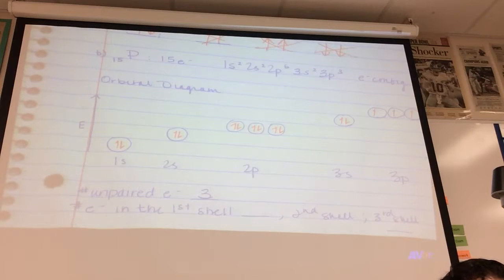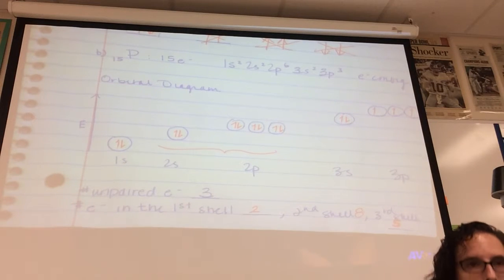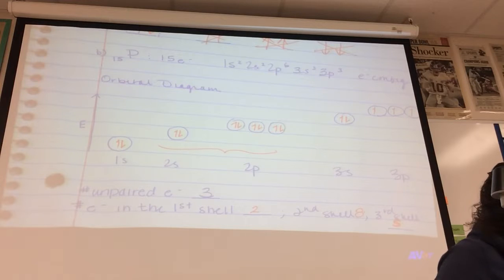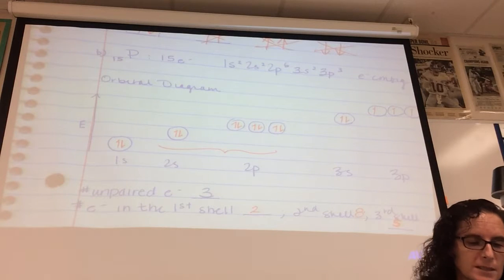How many in the first shell? 2. How many in the second shell? 8. How many in the third shell? In middle school, do you remember learning something with 2, 8, 18, and 32? I'll show you where that comes from. You're seeing the 2 and the 8 right now. Maximum number of electrons in the first and second shell, respectively.